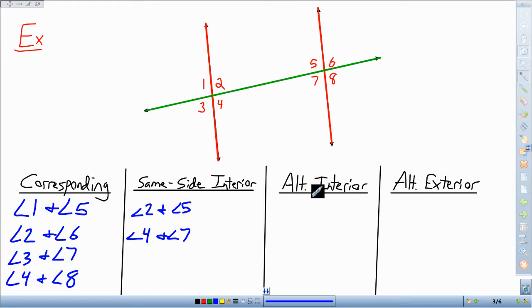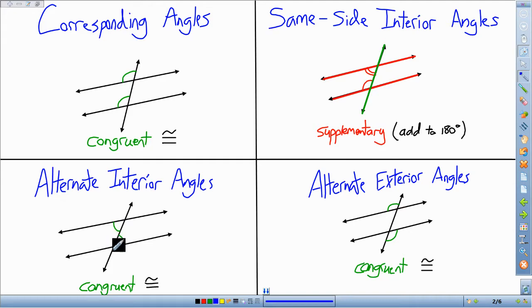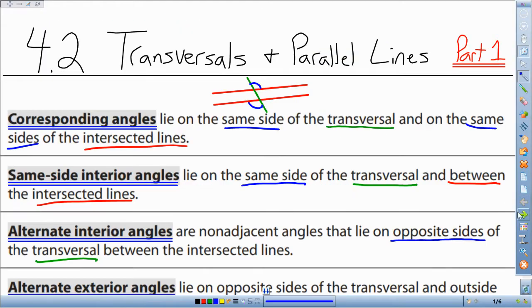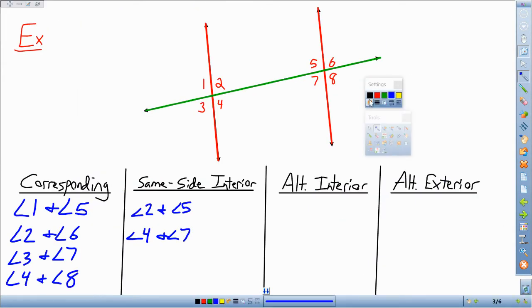Okay, next one, alternate interior angles. Just a reminder, alternate interiors are on alternate sides of the transversal and still on the interior of the parallel lines. Okay, so here's the first pair of alternate interiors that I noticed. Angle 2 and angle 7, both on alternate sides of the transversal. One's on this side, one's on that side, on the interior of the parallel lines, 2 and 7.